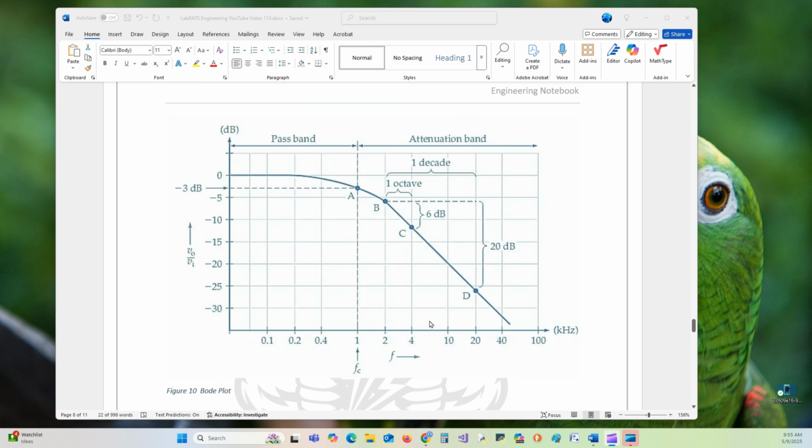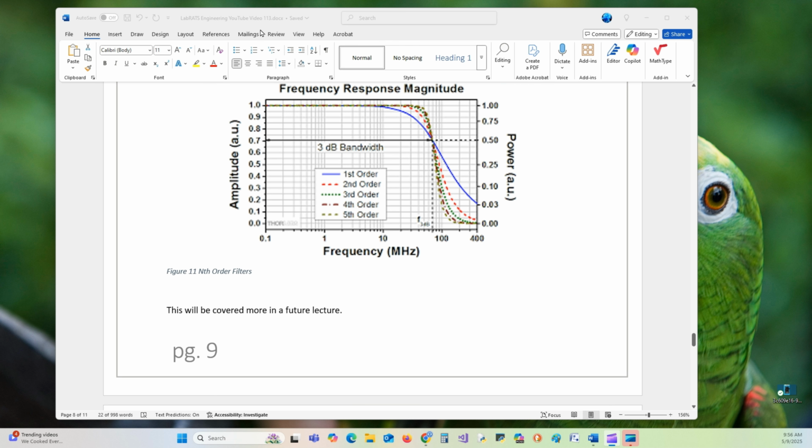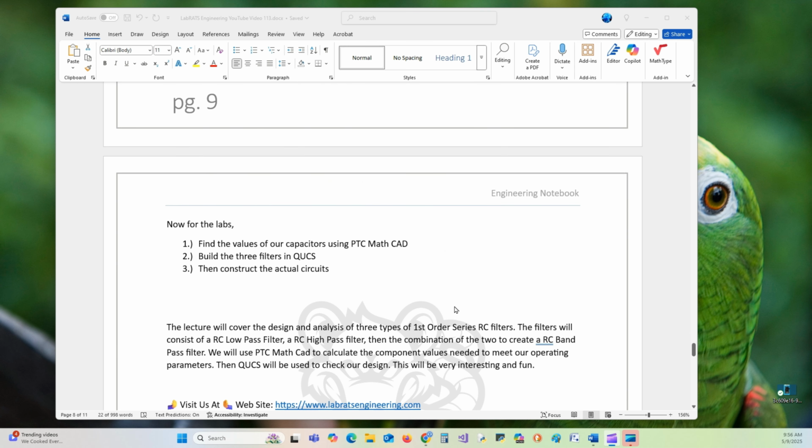Here's another Bode plot. It's a low-pass filter, 3 dB point. And this has a 20 dB attenuation per decade and 6 dB per octave, which goes right here. And we'll go into that more in other lessons. Here we show you the first order, second order, third order. What we just reviewed was all first order. It means it has one pole. As you increase the number of poles, your attenuation increases greatly, making the edges of your filter sharper. So more of this will be covered later. That's it. So now for the lab.